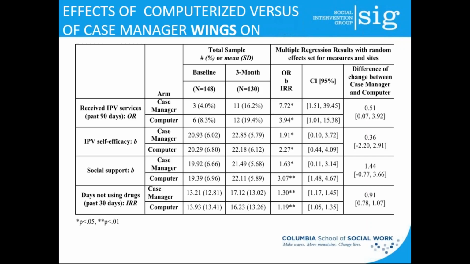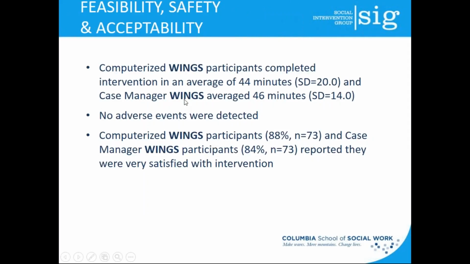So in terms of the effects of the computerized versus the case manager versions of WINGS on our other outcomes, there was no difference between the two study conditions on any of the outcomes from baseline to the 3-month follow-up. Both were equally effective in increasing the number of women who were linked to IPV services, increasing IPV self-efficacy, increasing level of social support, and reducing the number of days using drugs. There were some differences in the strength of the effect sizes, but they both were significantly improved on these outcomes.